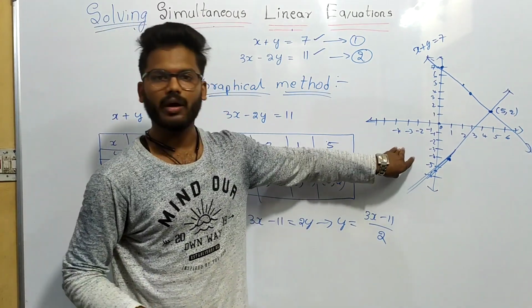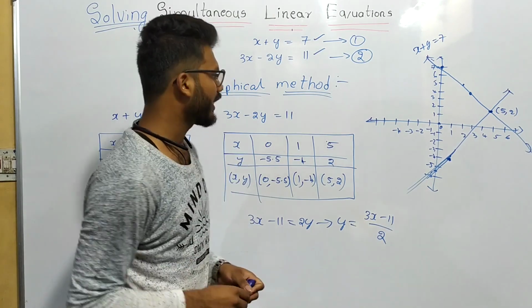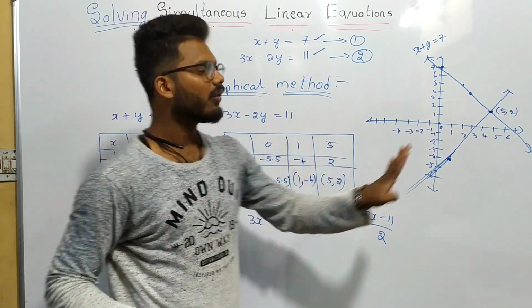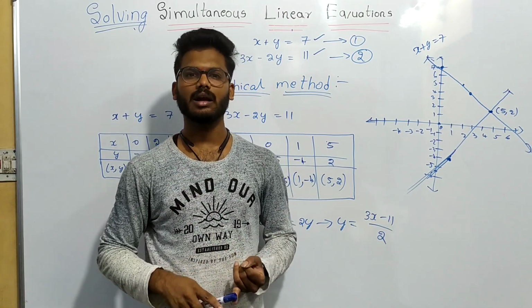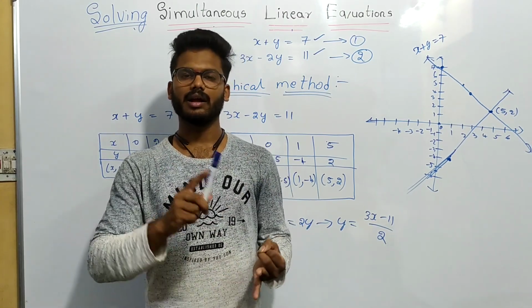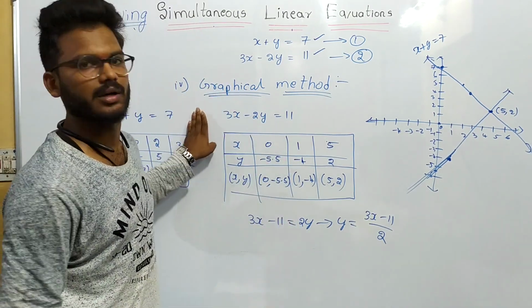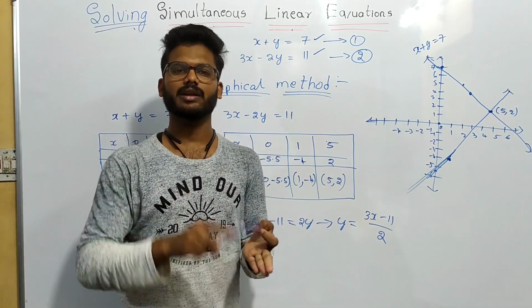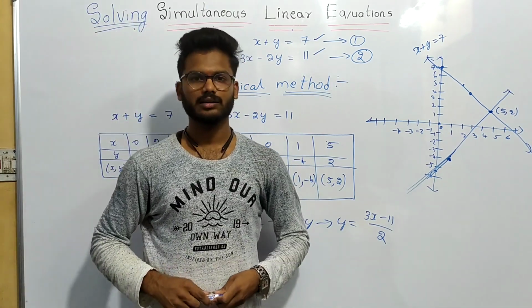Like this, we have to find the graphical solution. We have to keep all these 4 methods in mind. What are they? Elimination by substitution method, elimination by equating the coefficients, cross multiplication method, and the graphical method. The first 3 methods you will get in algebra, and this method you will get in coordinate geometry.